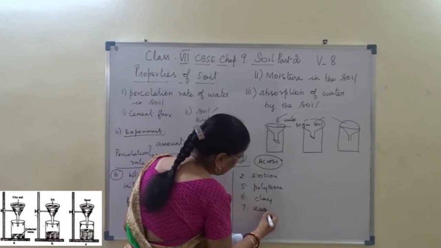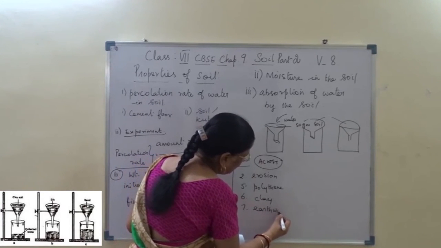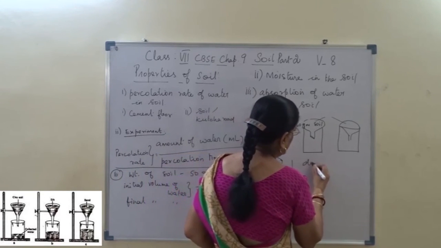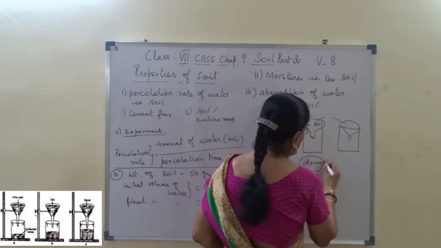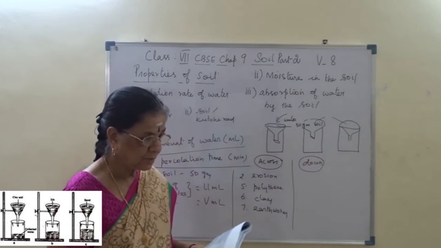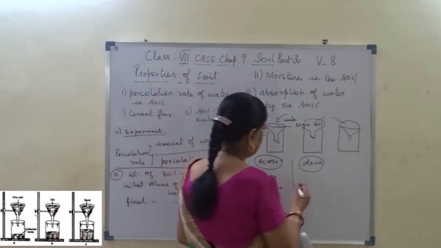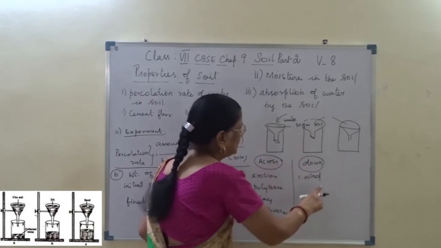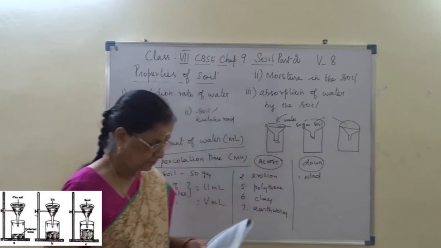7 living organism in the soil. It is earthworm. Living organism in the soil is earthworm. Okay. Upper down in desert soil erosion occurs through wind. In desert soil erosion occurs through wind.